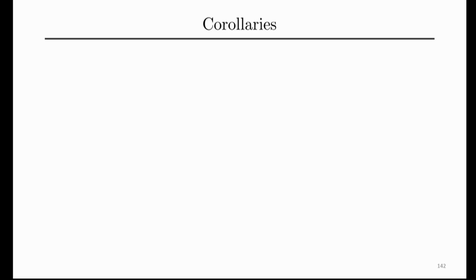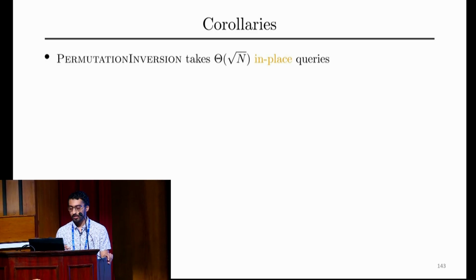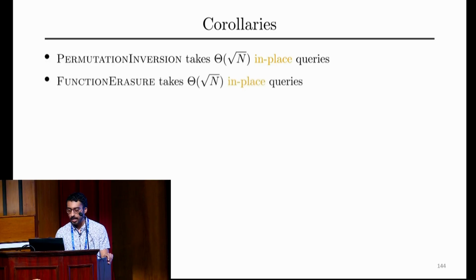And so that completes our lower bound for function erasure. So we can combine our algorithm and our lower bound in order to summarize some interesting results. First, permutation inversion takes exactly theta root n in-place queries. This comes from our algorithm and the known lower bound of Ambainis, Kimmel, and Belovs and Yolku. Function erasure also takes theta root n in-place queries. The lower bound is the one we just proved, and the upper bound comes from a modification of our algorithm.